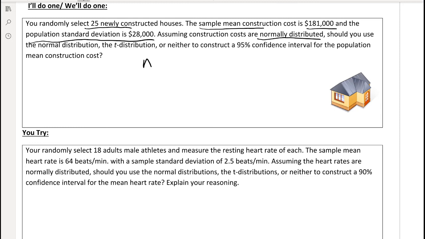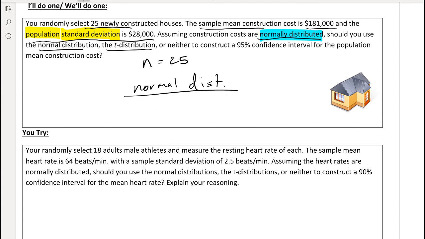So right here, we see that n is equal to 25, right? So it's not greater than or equal to 30, so we've got to double check, first of all, is this normally distributed? And it says it right there. Yes, this is normally distributed. So we've got to figure out, is it going to be the normal distribution or the T distribution? And this is where the next part comes in. What kind of standard deviation are we given? Is it a sample standard deviation or is it a population standard deviation? Since it's a population standard deviation, that tells us that we're going to be using the normal distribution. That's it. So you're going to use the Z critical instead.